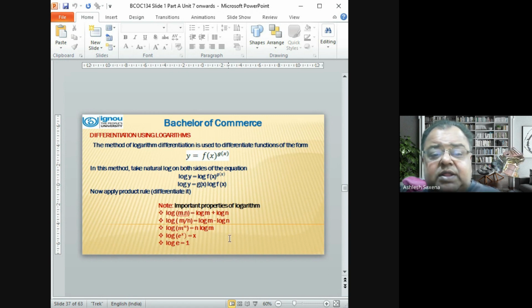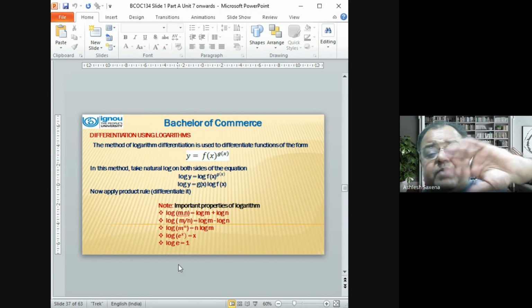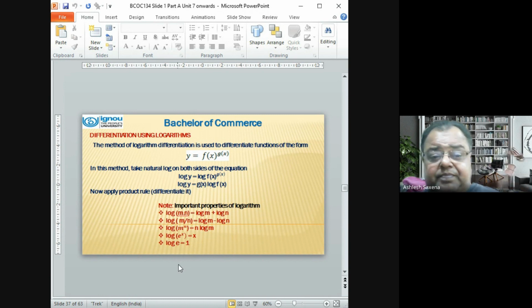Now, what are the different properties of logarithms? Log mn is equal to log m plus log n. Log m by n is equal to log m minus log n. Log m raised to the power n is equal to n log m, which we have applied over here. Log e raised to the power x is x, and log e is 1. These are the standard results we will be using for converting a complex problem into a simpler form.